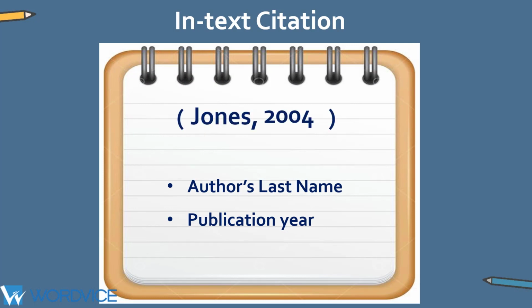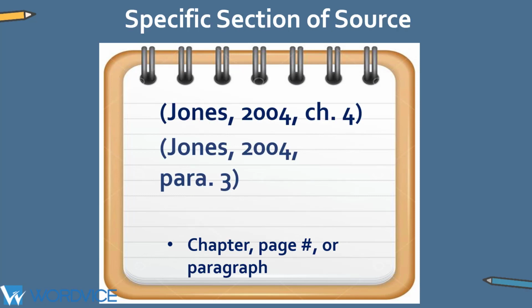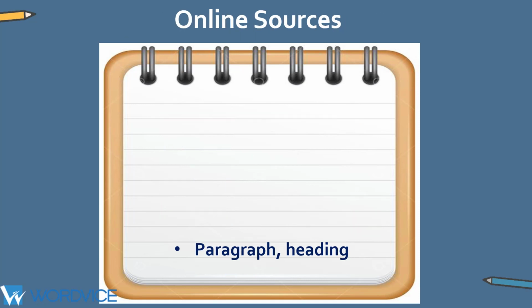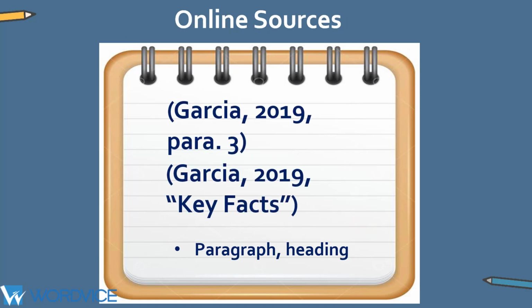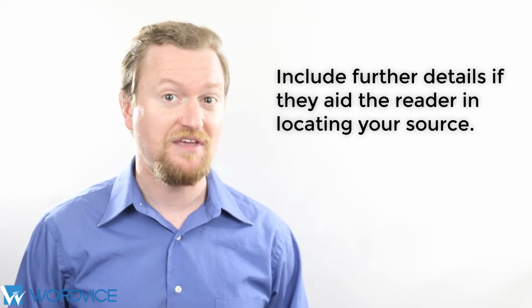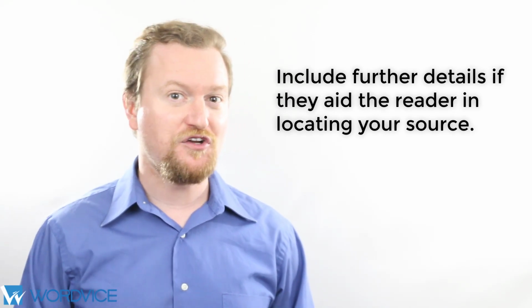If your paper is citing a specific section of a source, include more specific information, such as the chapter, page number, or paragraph, depending on how your cited source is structured. For written texts, such as books or journals, this specific information is usually a page number. Always include a page number when using a direct quote. For online sources, you include a paragraph or heading. For longer audio sources, a timestamp can be included. Note that using more specific source details is not required in APA style, but if it aids the reader in locating your reference information, then it could be worth including.